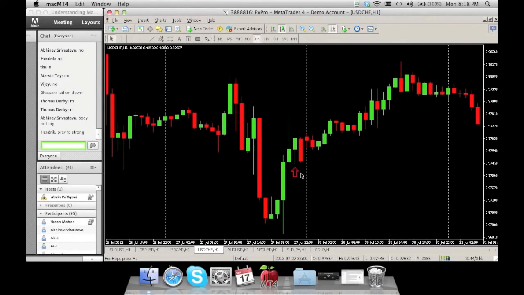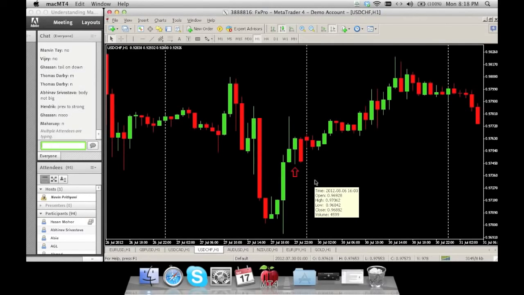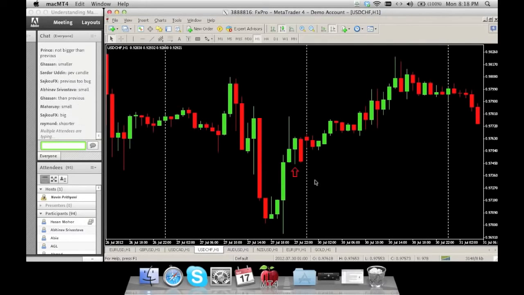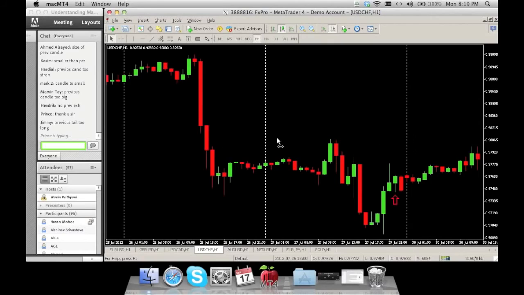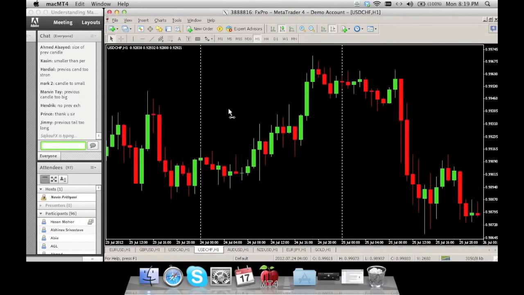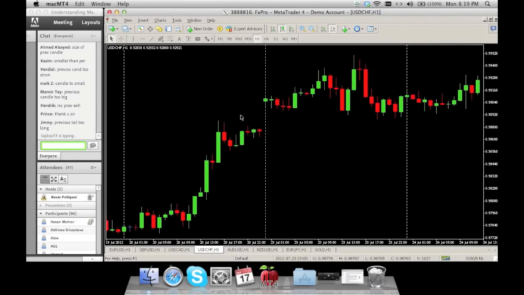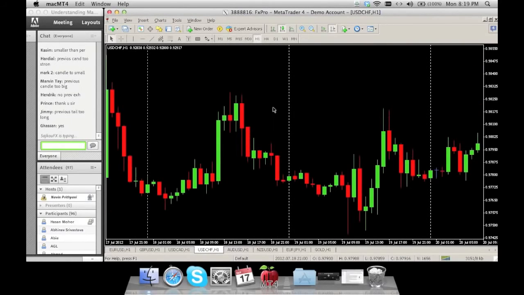Is this a trend continuation pattern? What is the reason why it's not? Good. Prince, good job. Sardar, Sanjo, good. The previous candle is way too big, so this is also incorrect. All right, is everyone understanding the concept of a trend continuation pattern? Anyone lost so far?